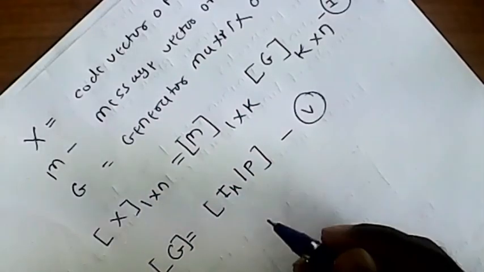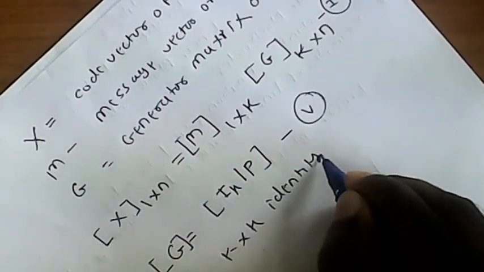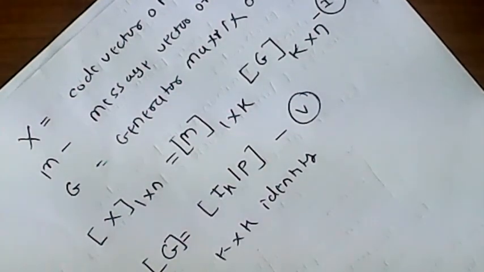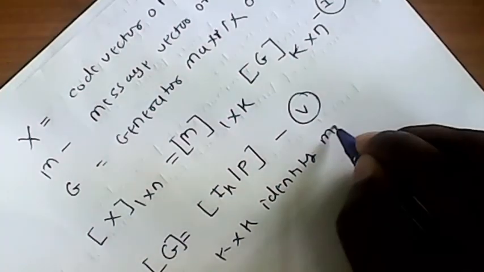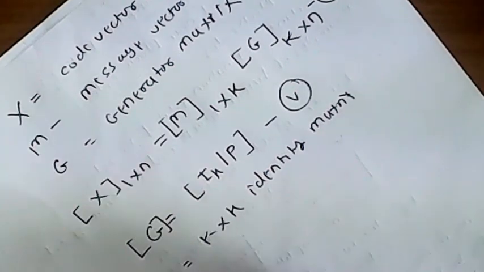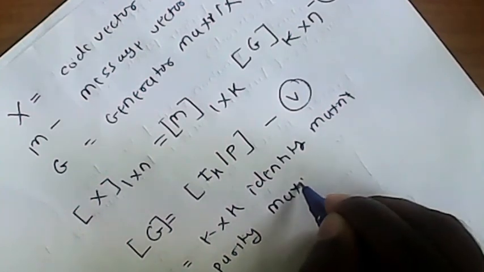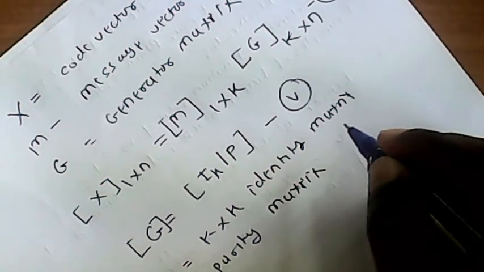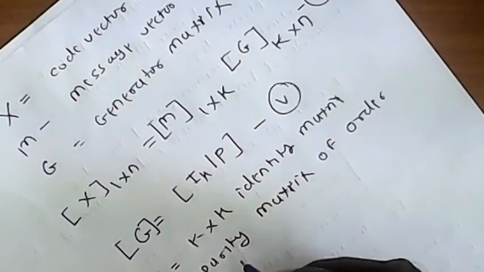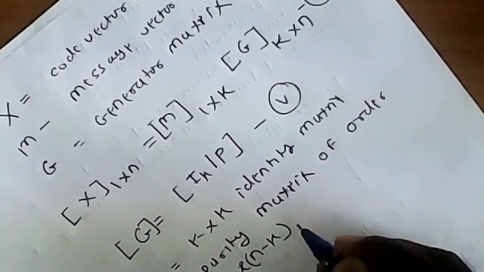So Ik is nothing but the identity matrix of order k by k, and P is a parity matrix of order k into n minus k.